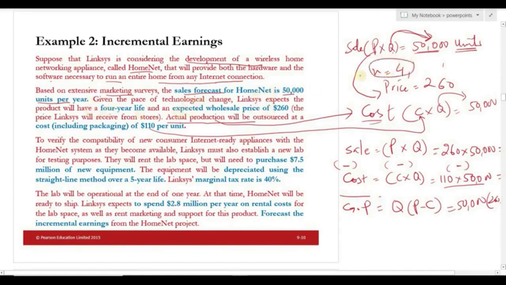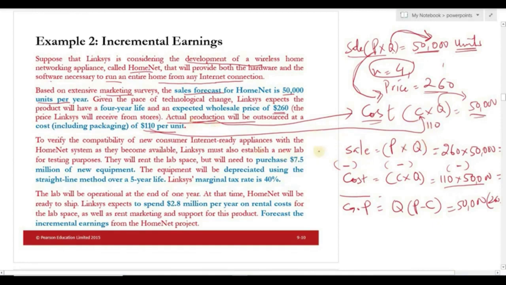Given the pace of technology change, Link Systems expects the product will have a 4-year life, n is equal to 4 years, and an expected wholesale price of $260. So this is the price, the second part of the sales function. Next, actual production will be outsourced at a cost including packaging of $110 per unit. So basically this is the production cost. The cost function is C times quantity. Quantity will be the same, 50,000, but the cost will be outsourced, and that is 110.